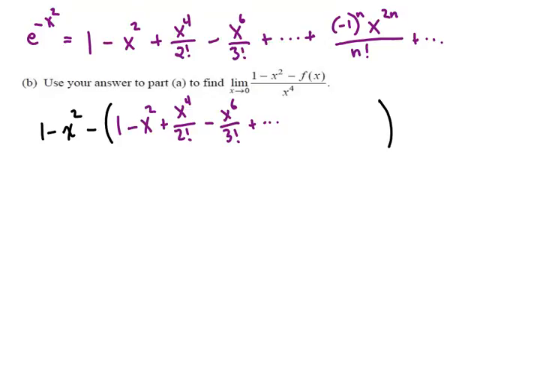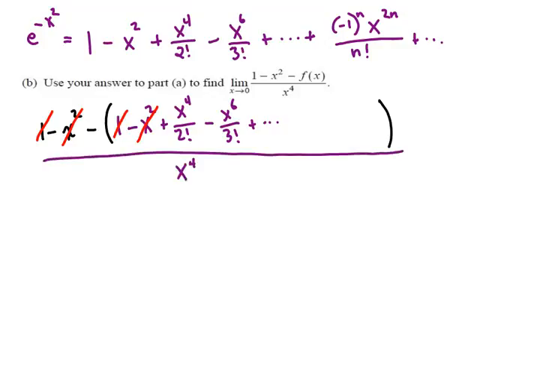And you can see that what happens when we do that is that the first purple 1 minus x squared is going to zero out with the black 1 minus x squared, and everything else is going to change signs. And then that's all going to be divided by x to the fourth. And finally we want the limit as x approaches 0.